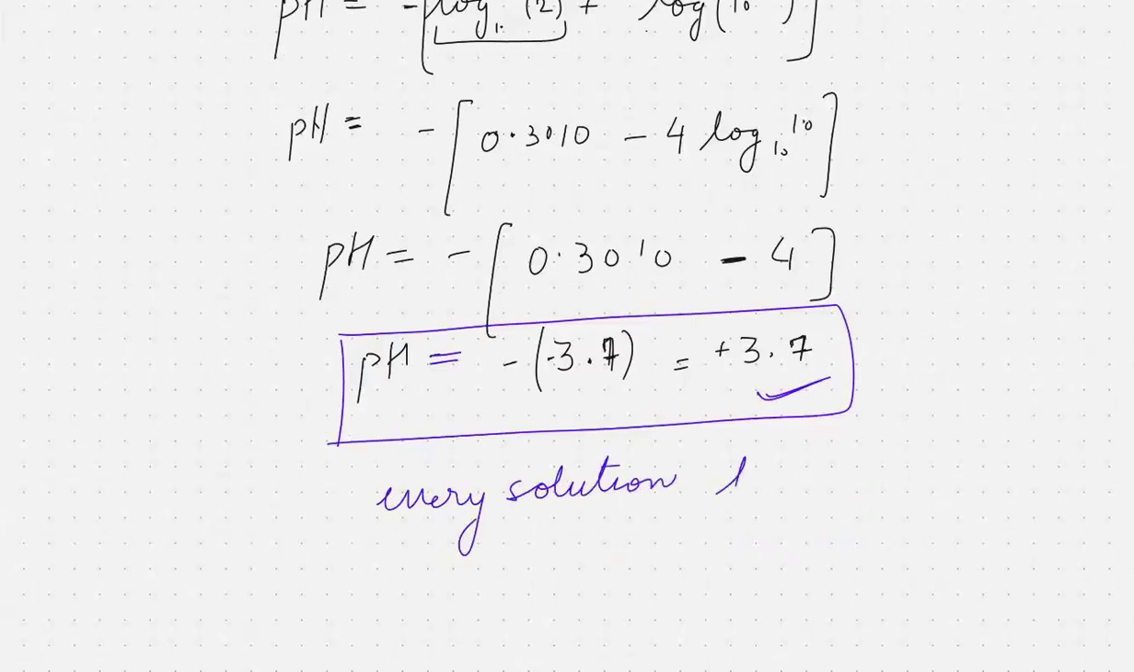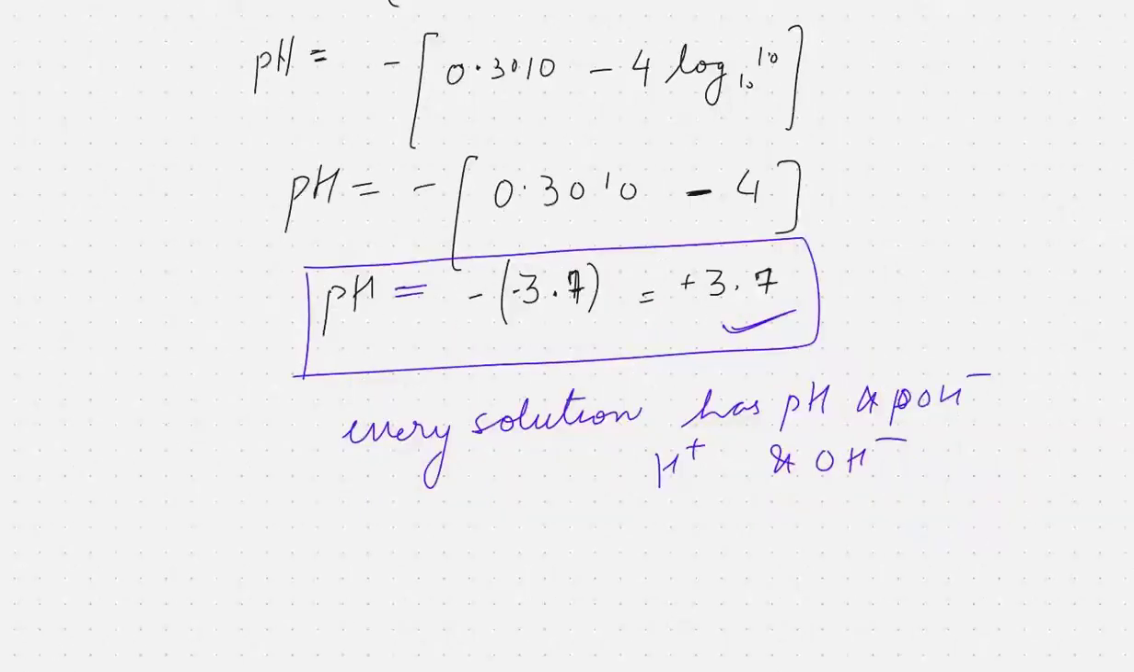Now you understand that every solution has both pH and pOH, because every solution contains H plus ions and OH negative ions, but one will be more and one will be less. If H plus is more, you call it acidic. If OH negative is more, then you call it basic. So the idea here is going to be what? Just tell me.